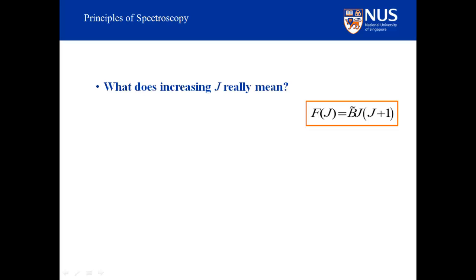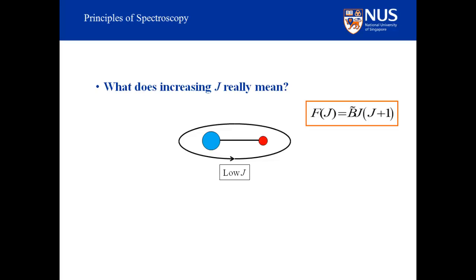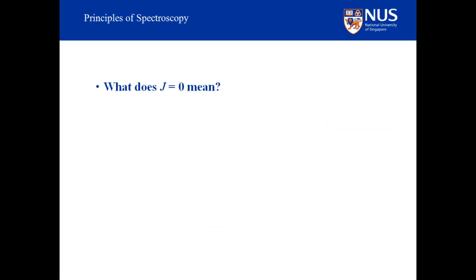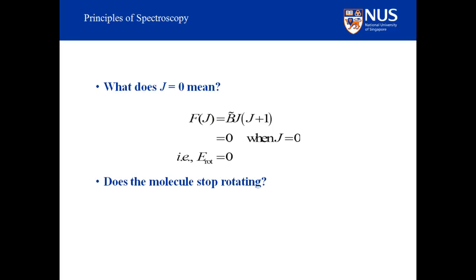What does increasing j really mean? As we can see, when we increase j, we are increasing the rotational energy. As we increase j, we are witnessing our molecule rotating faster. So that is what is going on at the molecular level. What does j equals 0 mean? When j equals 0, the rotational energy is equal to 0. And yes, indeed, the molecule stops rotating.